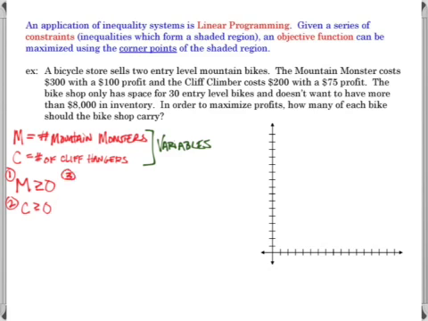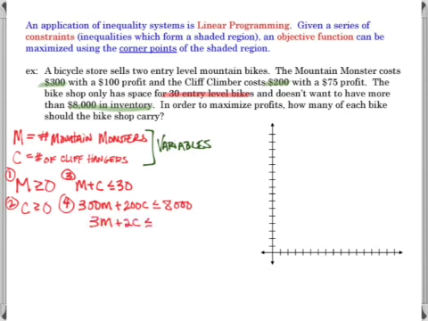The third one, if I look at 30 entry-level bikes is what the store will hold, which means if I add up M and C, I have to be less than or equal to 30. I know I have $8,000 in inventory, and I'm given what they each cost. And so 300M plus 200C is less than or equal to 8,000. And since it's easy to work with smaller numbers, and I just have multiple zeros on both sides, I divide those out, and I get 3M plus 2C is less than or equal to 80.